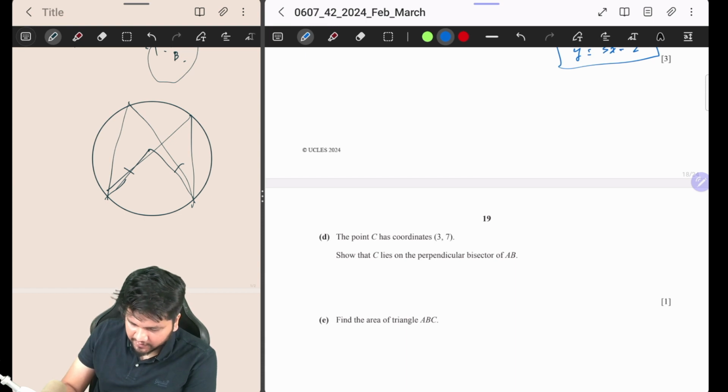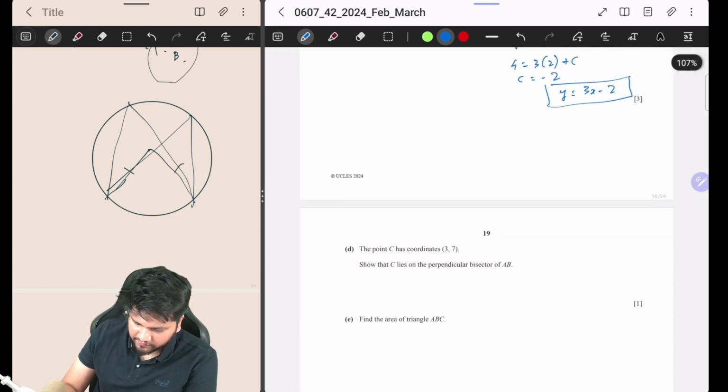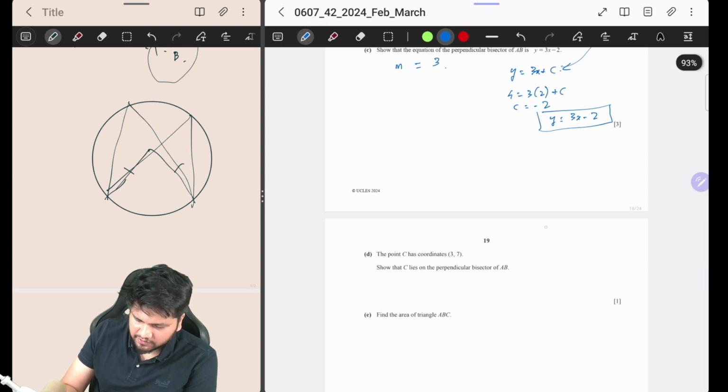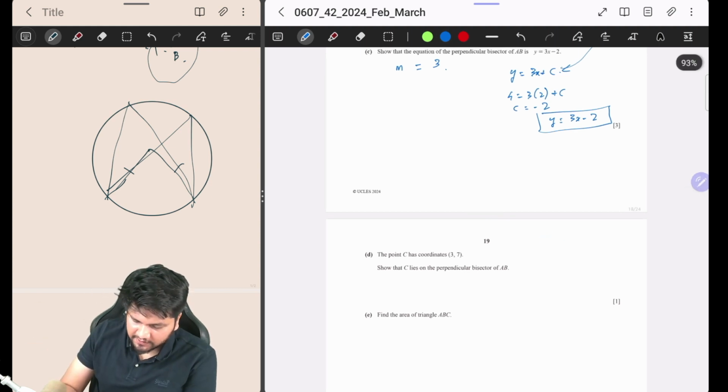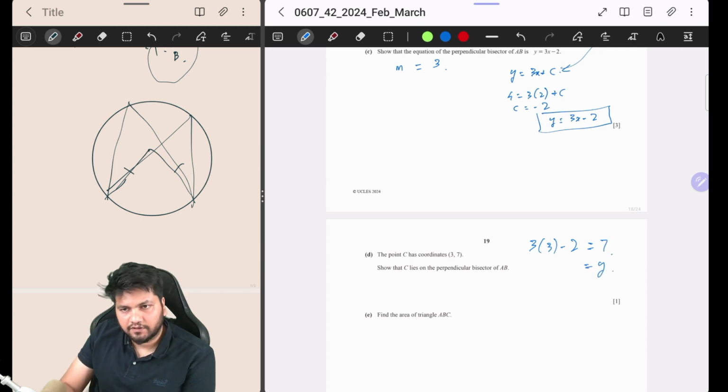The point C has coordinates 3, 7. Show that C lies on the perpendicular bisector of AB. So all you have to do is substitute 3, 7 in this equation. Take the right hand side of that equation. You'll get 3 times 3 minus 2, which is equal to 7, which is y. So therefore it satisfies the equation. So C lies on the perpendicular bisector of AB.